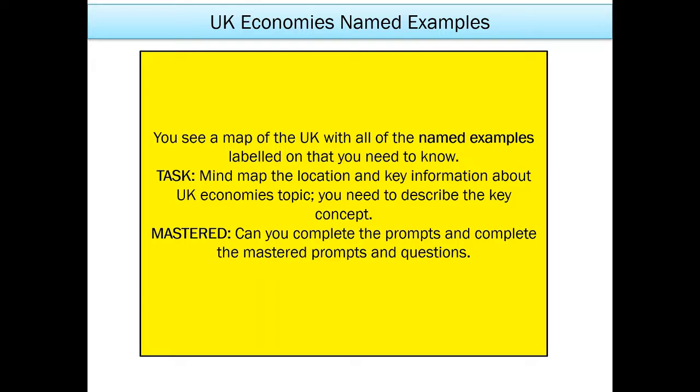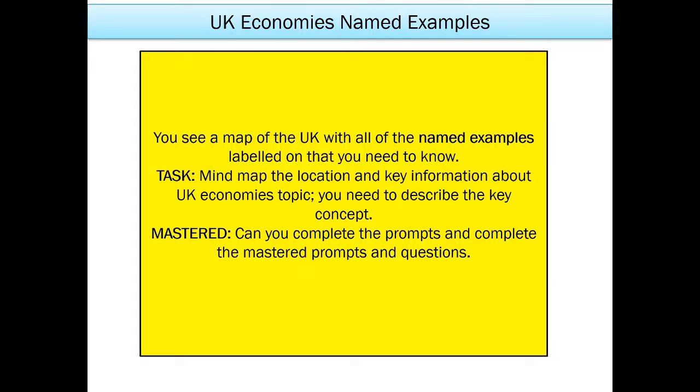Okay, moving on to our final learning objective of this lesson. We're going to look at UK economies named examples. In a moment, you're going to see a map of the UK with named examples labelled around it. We are going to look at the named examples, so the places that we've looked at, in terms of the concepts that we've learned about. So your task is to mind map the locations and key information about UK economies around the map of the UK. You need to describe these key concepts, and you've got sentence starters that will help you complete this.